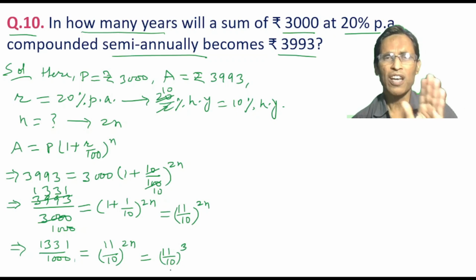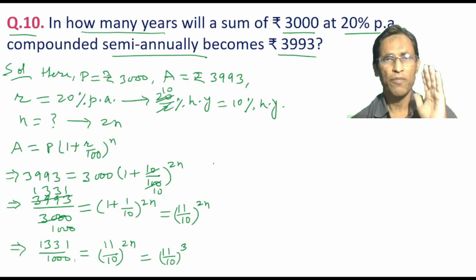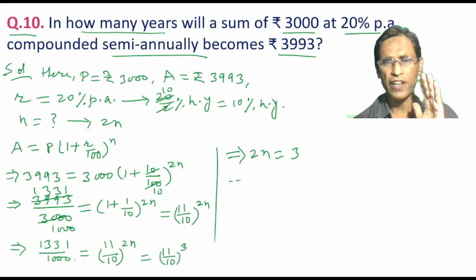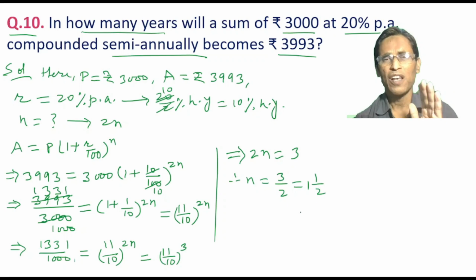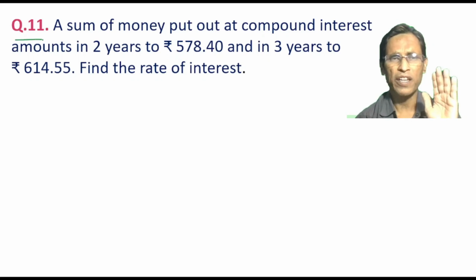Now by using the law of exponent we can say if the base in both sides are the same then power must be the same. Therefore from this logic we get twice n equal to 3, which gives the value of n equal to 3 by 2. On further simplification we can say 1 and 1 by 2. Now this is the required value of n, that is the required number of years. Answer. Our next question is question number 11.